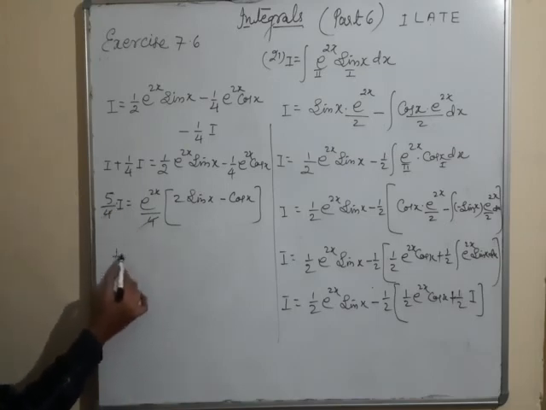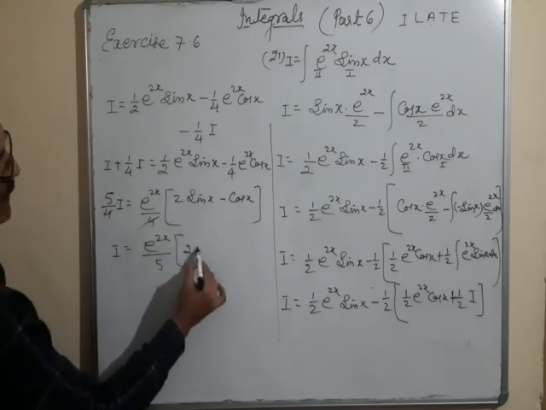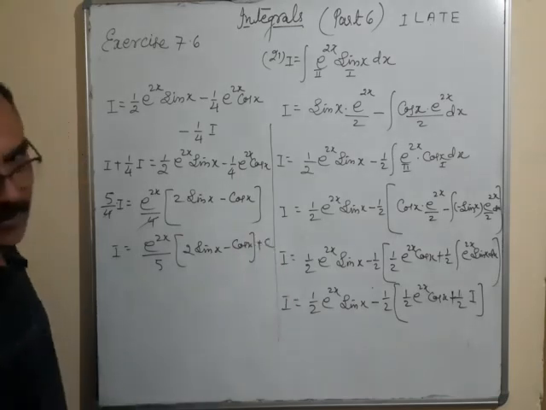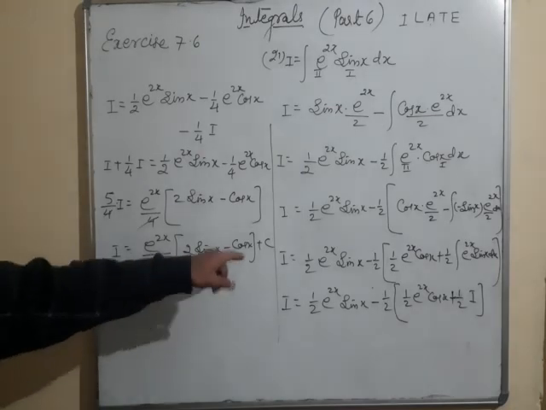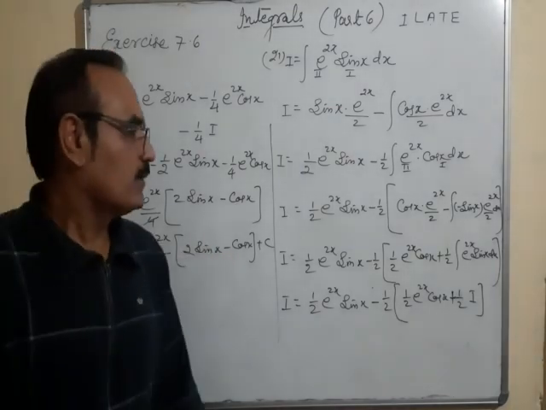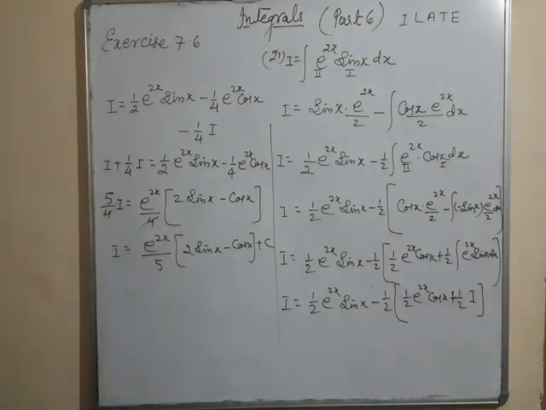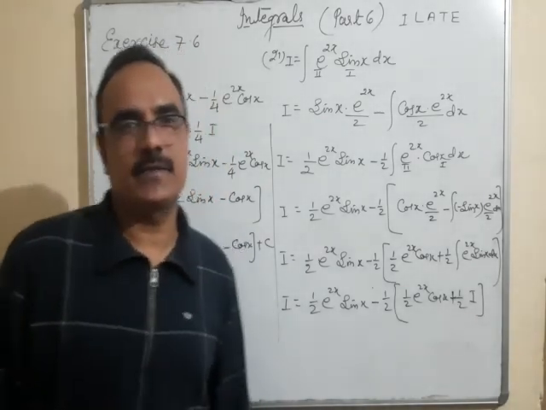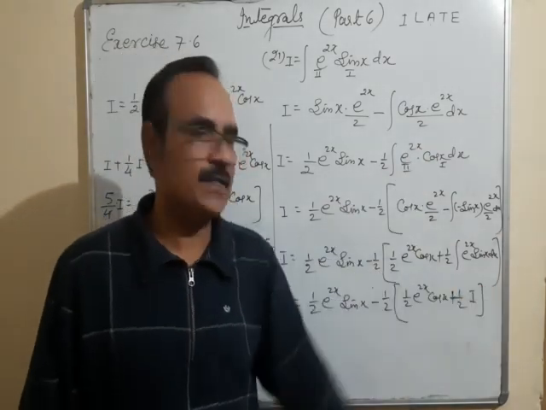What is this? I is equal to e to the power 2x upon 5 times 2 sin x minus cos x plus c. So the value of I is equal to e to the power 2x upon 5 times 2 sin x minus cos x plus c. Clear? So this is a question of e to the power 2x into sin x. When the function or term is not reducing, then we can replace it here with I.